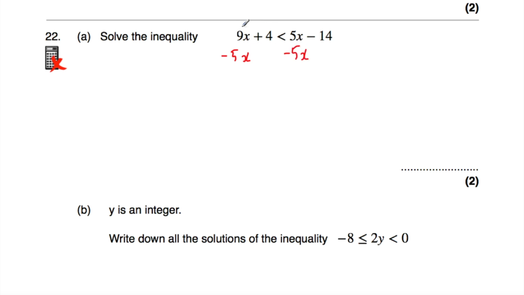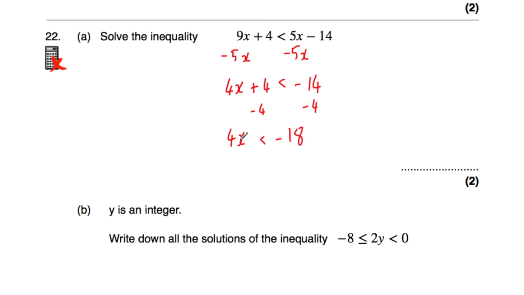So on the left hand side, we had 9x plus 4, we're taking away 5x's, so we're just going to be left with 4x's. So 4x plus 4 is going to be less than, and we're taking away 5x to get rid of the 5x, so we're just going to be left with minus 14. Okay, so we've now got 4x plus 4 is less than minus 14. We don't want this plus 4 here, so let's take away 4 and take away 4. So on the left hand side, we'll be left with 4x, and that's going to be less than, and minus 14, take away 4 will be minus 18.